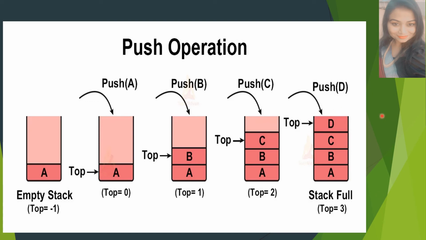In the stack diagram, the next element is D. Here we add the new element D into the stack. D is inserted into the stack. The top pointer is incremented by 1, so the top value is 3 now. Here the maximum size is only 4, so the stack is full now. This process of adding an element into the stack is what we call a push operation.